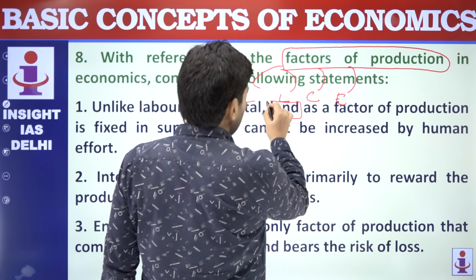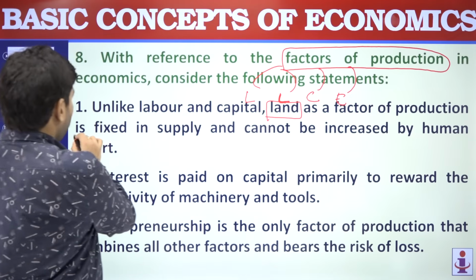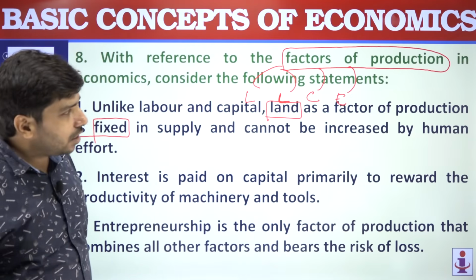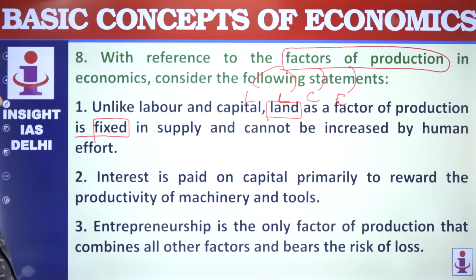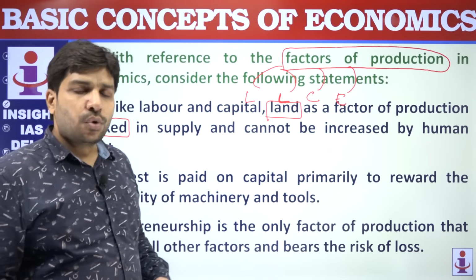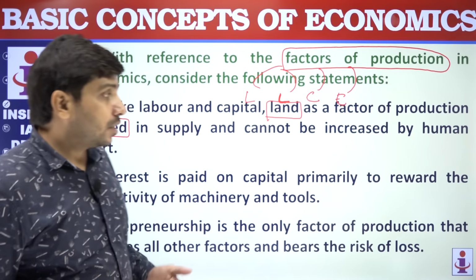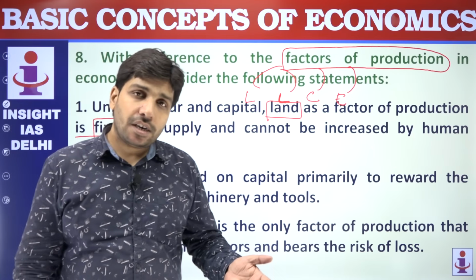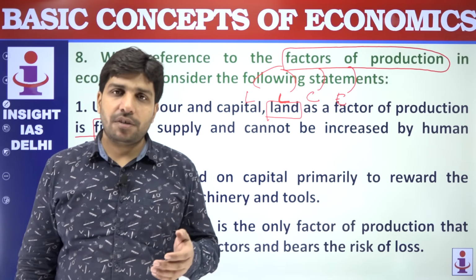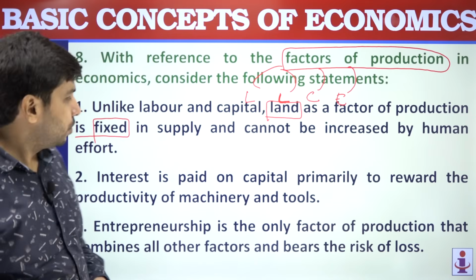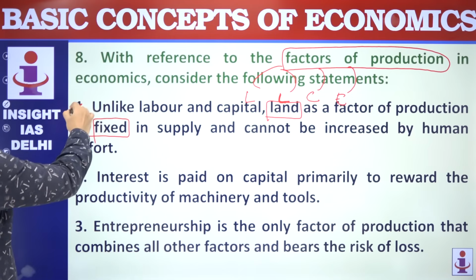Yes, land is fixed. Land is fixed in supply. It cannot be increased by human effort. Whatever land is there on earth, that is fixed. We cannot increase land. Other things we can increase. Labor we can increase. The number of laborers employed in a factory we can increase. But land is fixed. So statement 1 is correct.